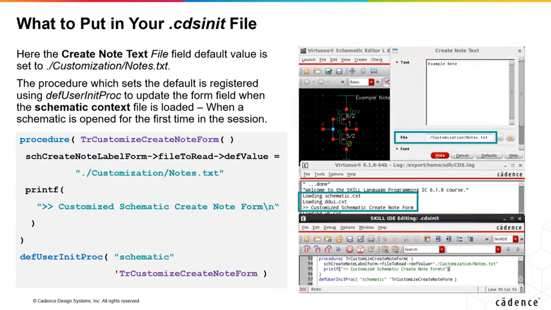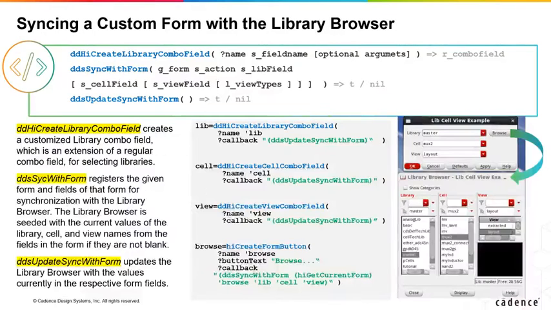So basically, if we have a particular file or setting or field value that we want to set, we can do that with this process. So that now becomes our default value for that file input for the create note text field for this session. Obviously, we could change it if we wanted to in different sessions if we modified our code in our .cds-init file. So here we'll examine how to sync a custom form with the library browser.